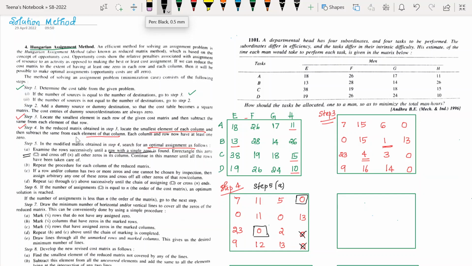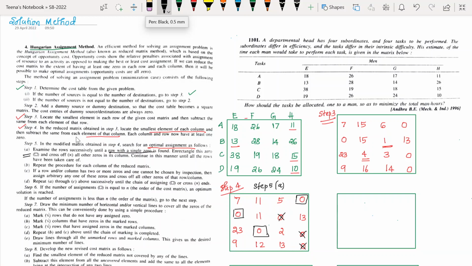Now let us repeat the same procedure for columns of this reduced matrix. For the first column, there is only one 0. So we rectangle this 0 and then we cut off the remaining zeros in that particular row. For the second column, it is already a rectangle. For the third column, no 0 remains, and for the fourth column also, there is already an assignment made. Okay, so we completed step 5A and B.